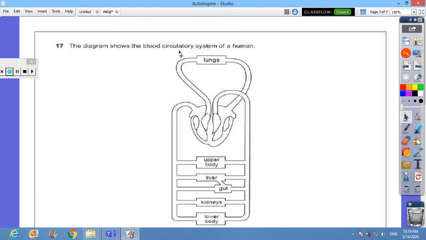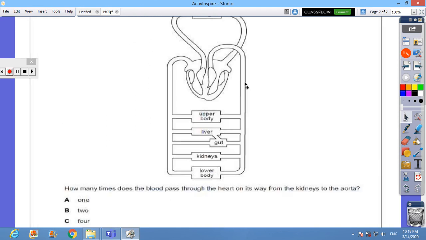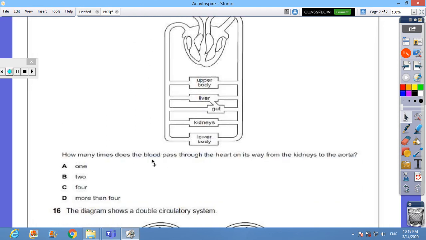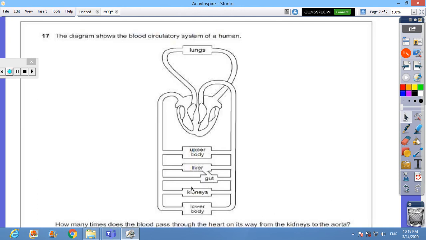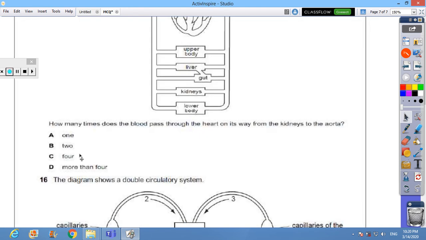The diagram shows the blood circulatory system of a human. How many times does the blood pass through the heart on its way from the kidney to the aorta? Let's say, where is the kidney? Here you are. From the kidney we go to the right atrium. This is once through the heart. From there to the right ventricle, then to the lung, then back to the heart in the left atrium, then to the left ventricle, the second time into the heart, and then flow into the aorta. So from the kidney to the aorta, blood flows through the heart 2 times. That's why the answer is B.